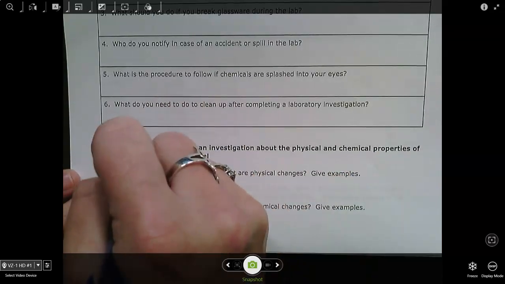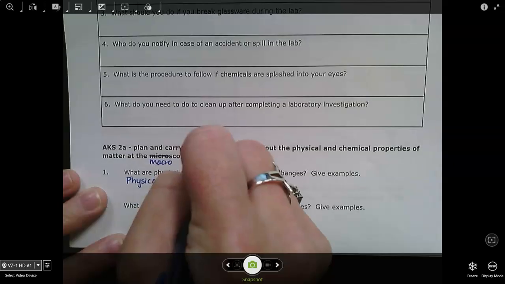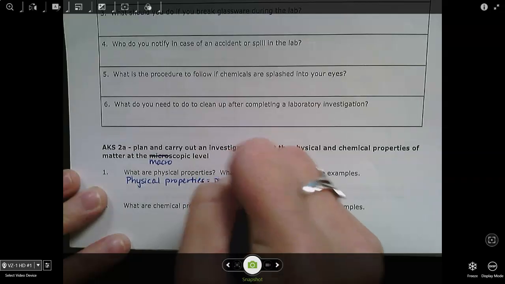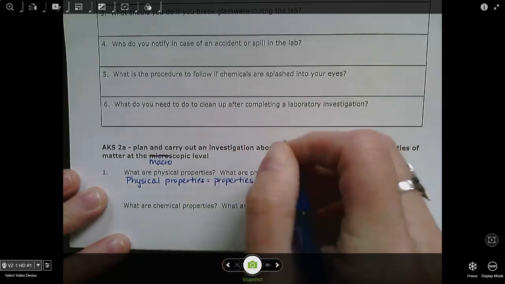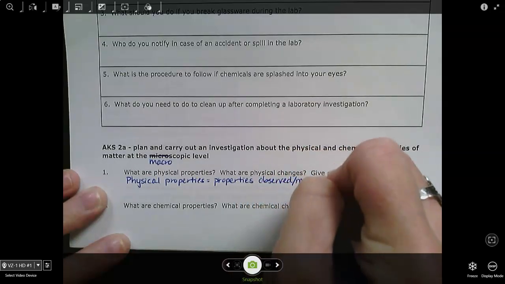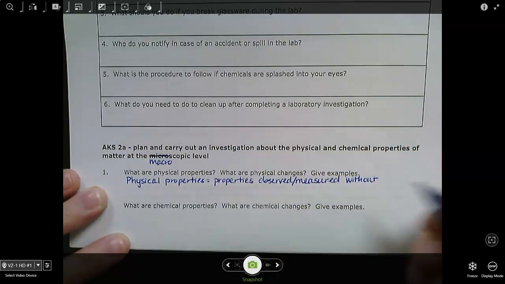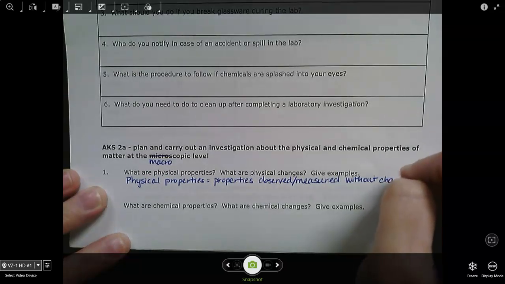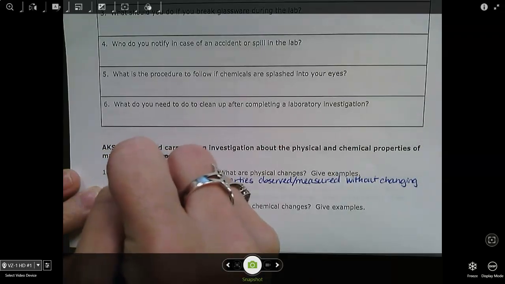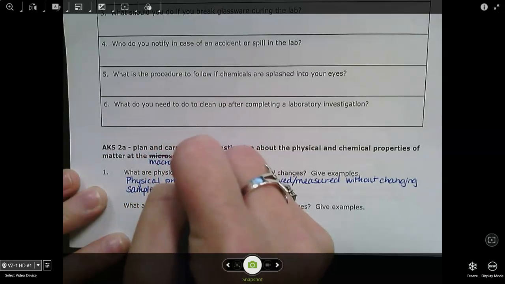So physical properties. These are properties that you can observe or measure without changing the sample's composition. So you're not changing the matter that you're looking at to determine its physical properties.